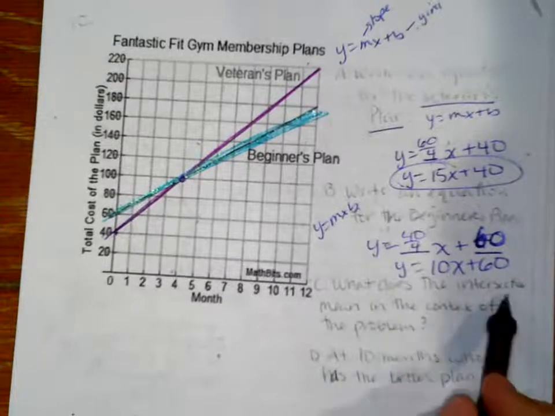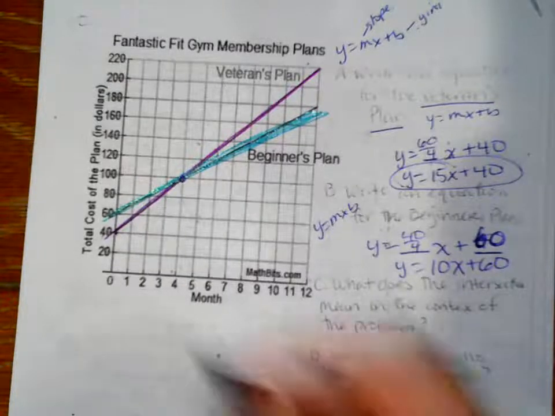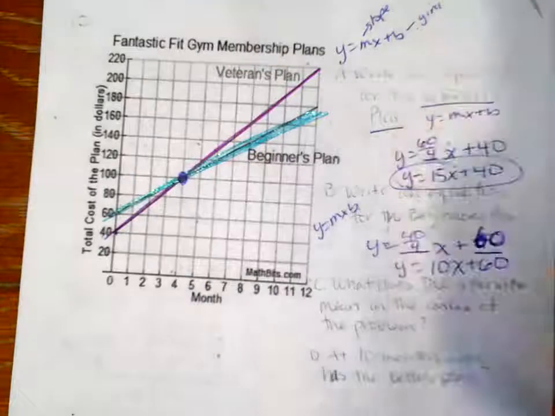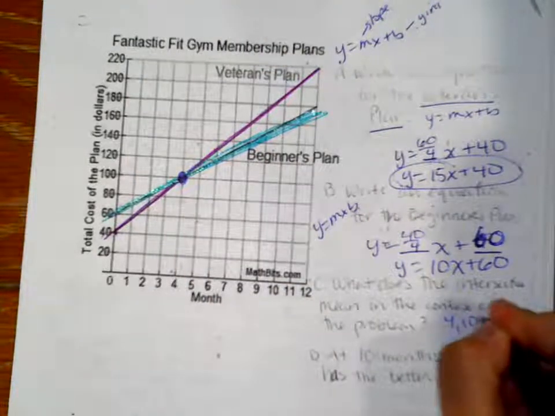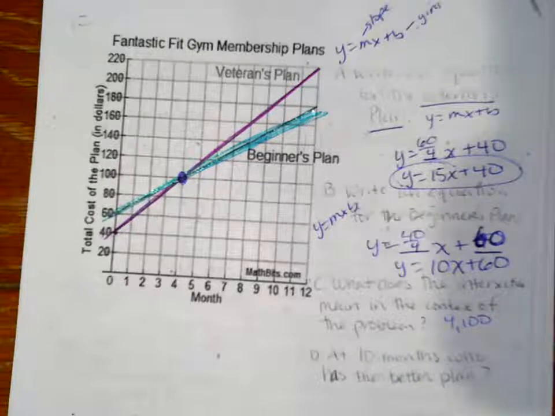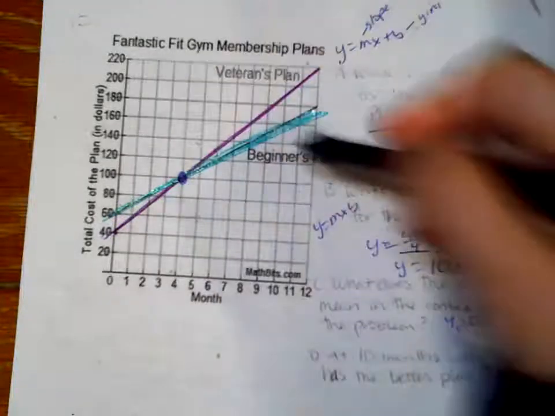Okay, what does the intersection mean in the context of the problem? So there's your intersection. It doesn't want to know that the intersection is 4, 100. Okay, 4, 100. That doesn't mean anything for us, especially when we're talking about money.